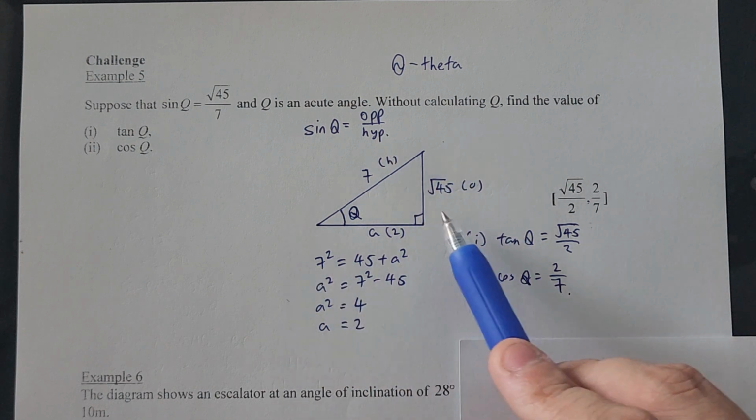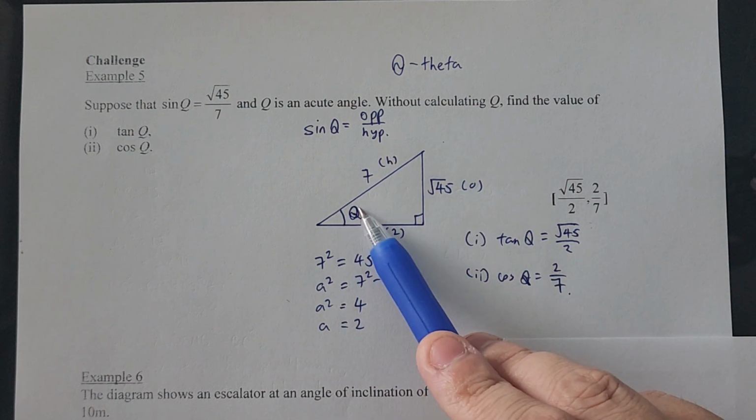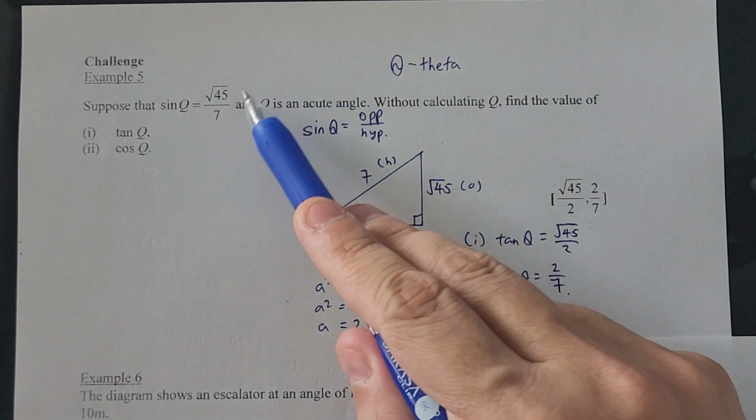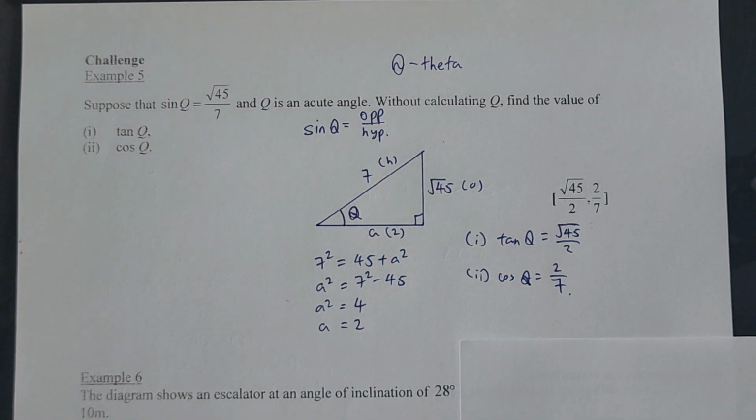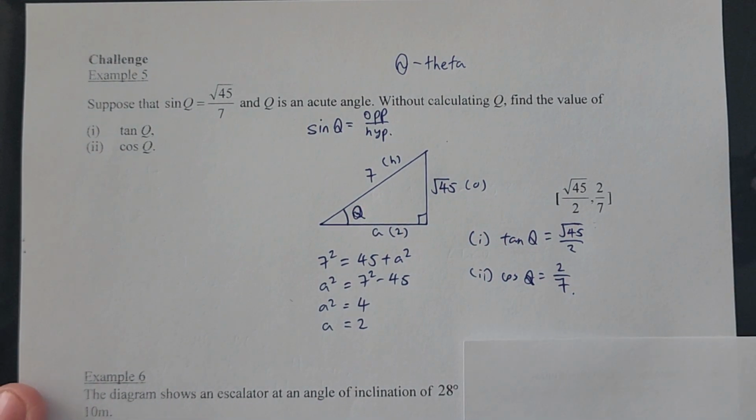So this question calls you to form a right angle triangle. I draw a right angle triangle first, mark out the angle, then I see which length is given to me based on the ratio here. So this one is one of the challenge questions.